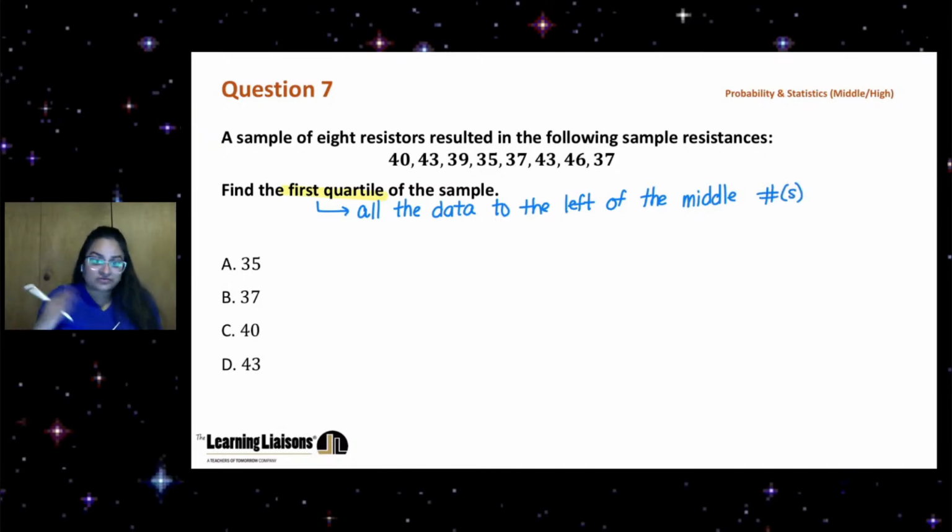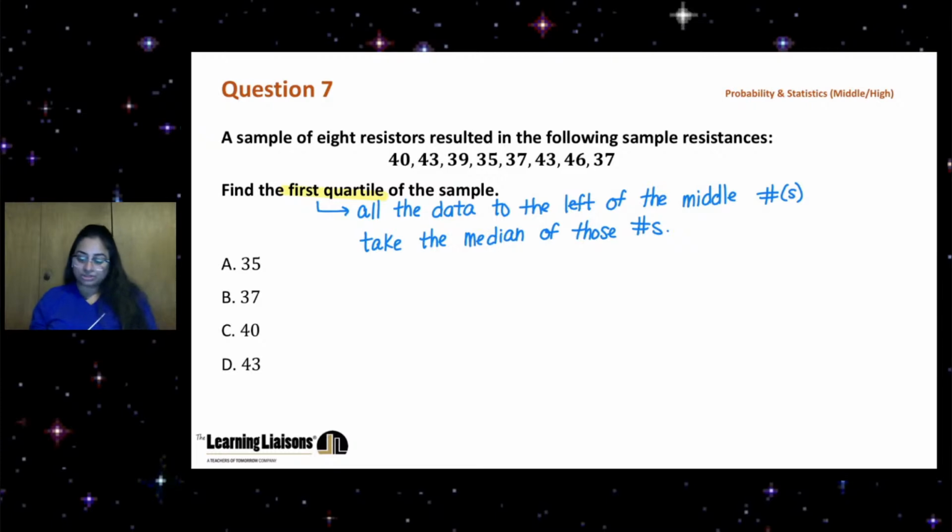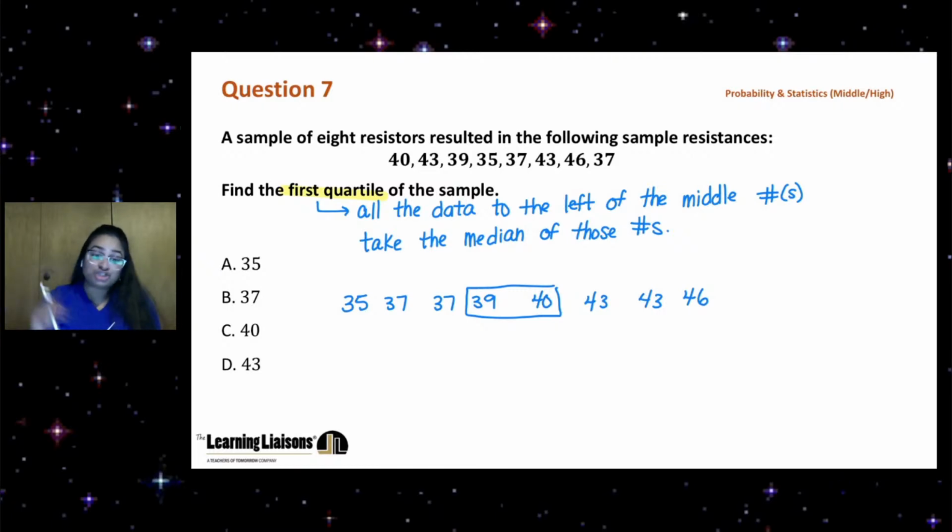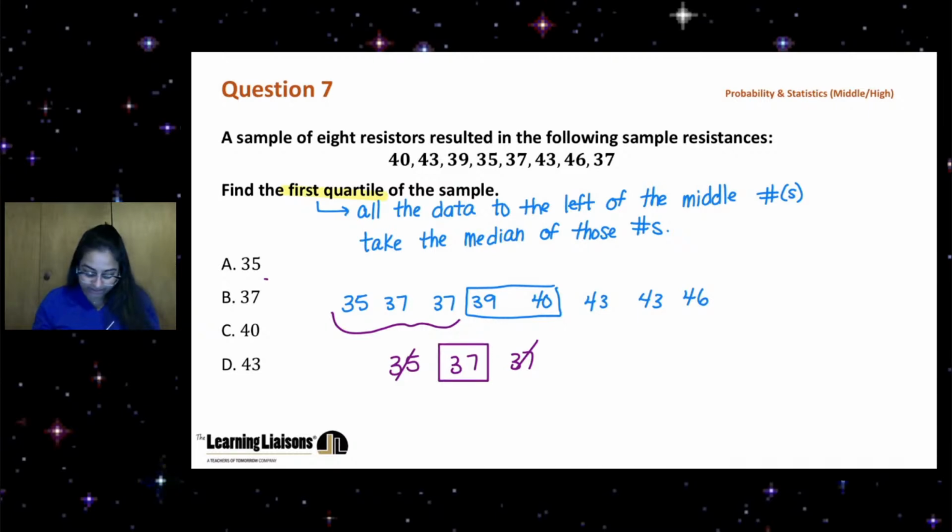Okay, and in order to find the first quartile, this is just where you find it. In order to actually get the value, you will do the median of those numbers. So if I wrote it back in order, it would be 35, 37, 37, 39, 40, 43, 43, 46. Remember these were our median. Our median had 2 numbers in the middle. Now the first quartile is going to be from the set of numbers to the left of that box. So we have to take the median of 35, 37, and 37. Well, if you take the median of it, you're left with just 37.